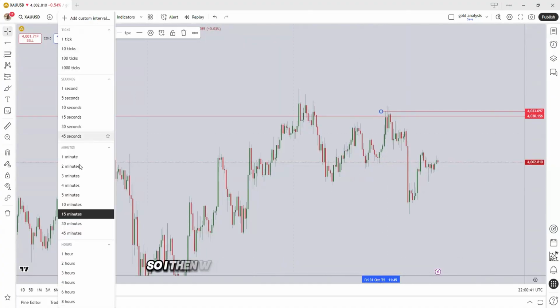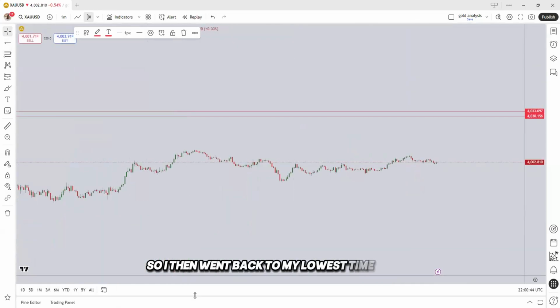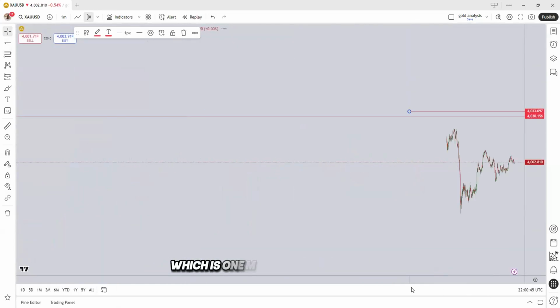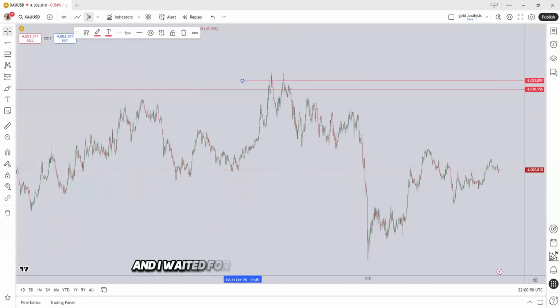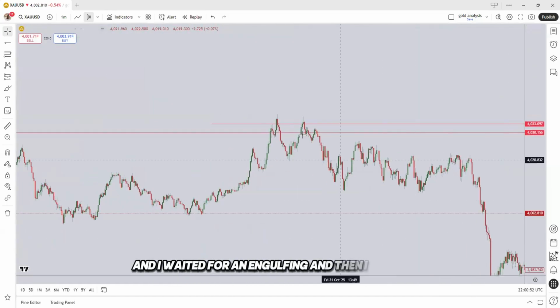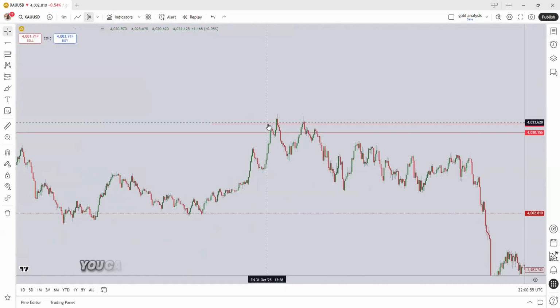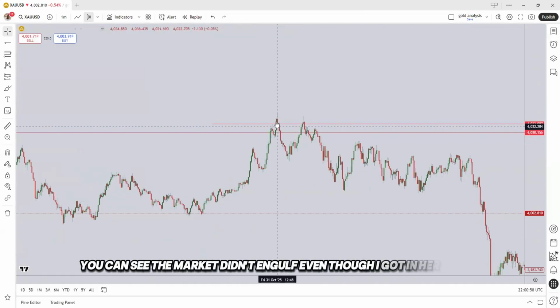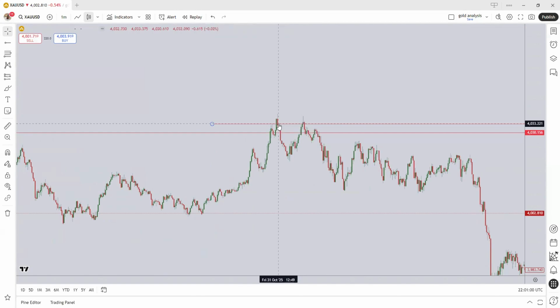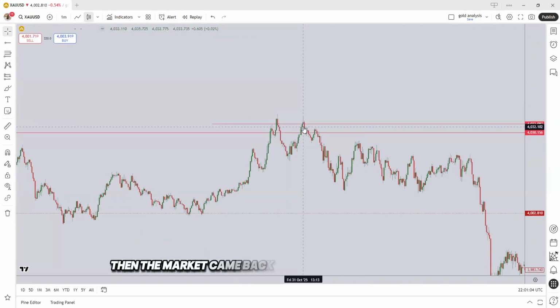Okay, so I then went back to my lowest time frame, which is 1 minute, to get this trade, and I waited for an engulfing, and then I go in here. You can see the market engulf. Even though I got in here on I think 4 minutes, I got in here, then the market came back, and then now engulfed by 1:14. You can see the time.